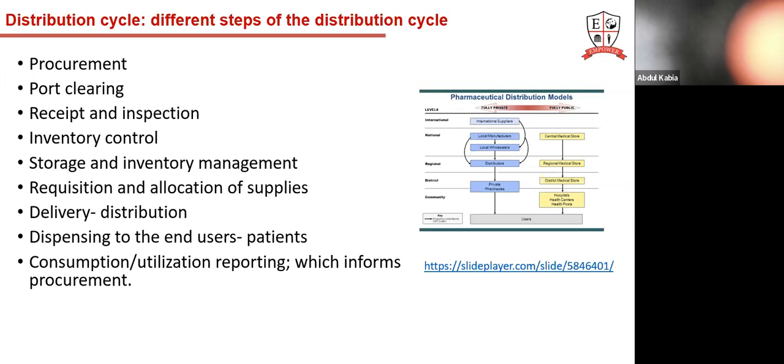The last thing in the cycle is getting back the report, the consumption data, utilization report. We need this data to inform procurement before the distribution cycle continues. There is no way one element of this detracts from the other. If there is no correct consumption or there is no utilization report, it is difficult for effective procurement, because it is the consumption data that informs the forecasting and quantification, which leads to procurement, and the cycle continues.